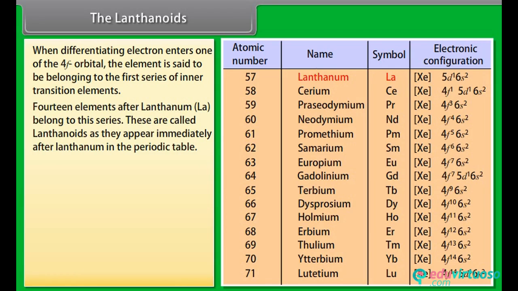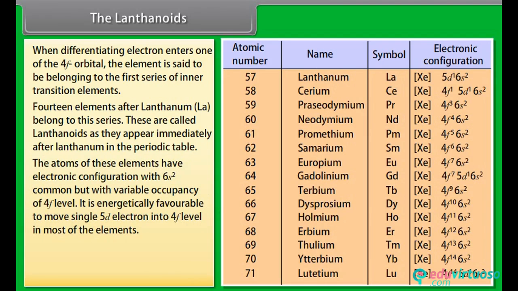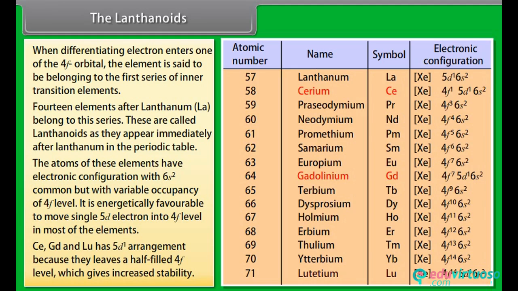14 elements after lanthanum belong to this series. These are called lanthanoids as they appear immediately after lanthanum in the periodic table. The atoms of these elements have electronic configuration with 6s2 common but with variable occupancy of 4f level. It is energetically favorable to move a single 5d electron into 4f level in most of the elements. Cerium, gadolinium and lutetium have 5d1 arrangement because they leave a half-filled 4f level which gives increased stability.